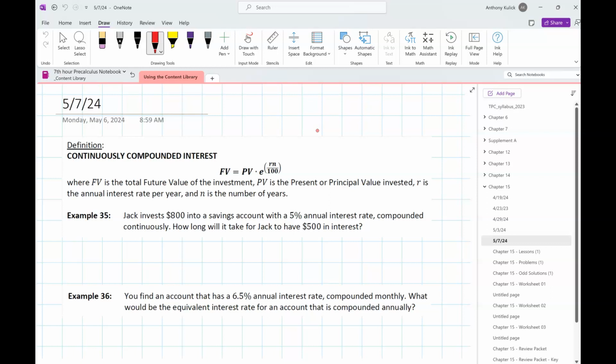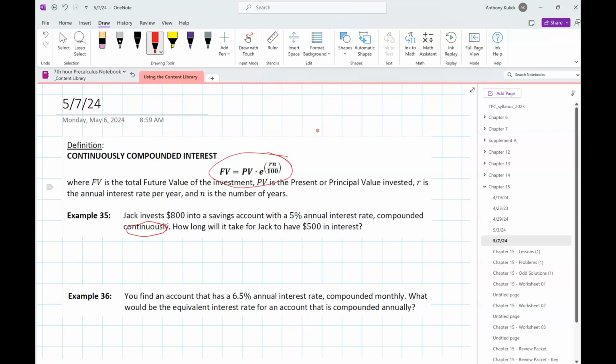Our example says Jack invests $800 into a savings account with a 5% annual interest rate compounded continuously. How long will it take for Jack to have $500 in interest? Okay, what type of problem is this? Simple interest, compound interest, continuously compounded interest. How did you know? Yeah. So we know it's this formula.